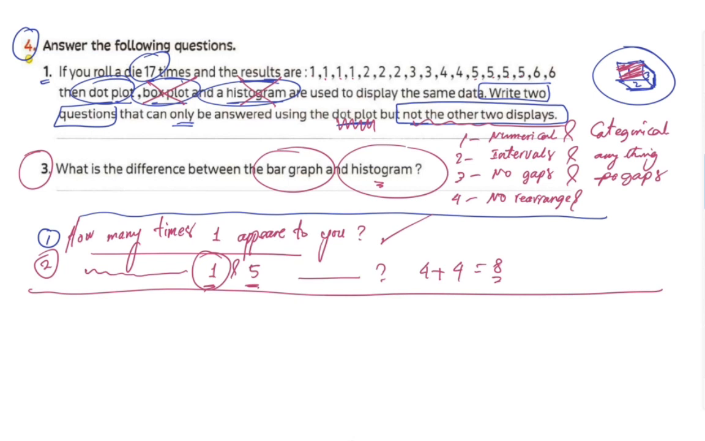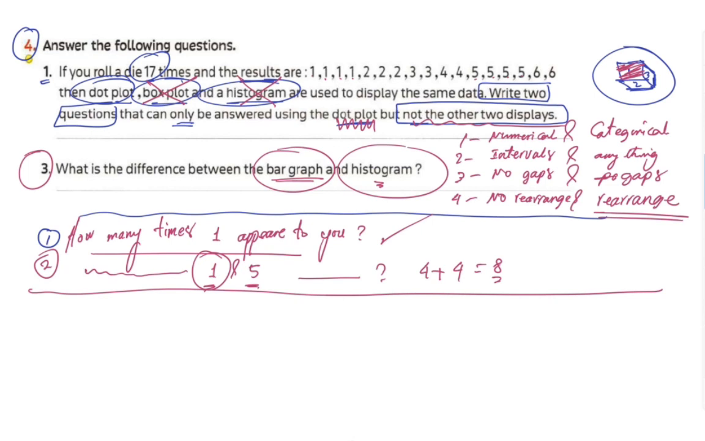I cannot rearrange one bar instead of another one. It must be arranged ascendingly from the least to the greatest. But about a bar graph, I can rearrange bars. I can move any bar instead of the other and so on. Okay, now these are the four differences between histogram and bar graph.